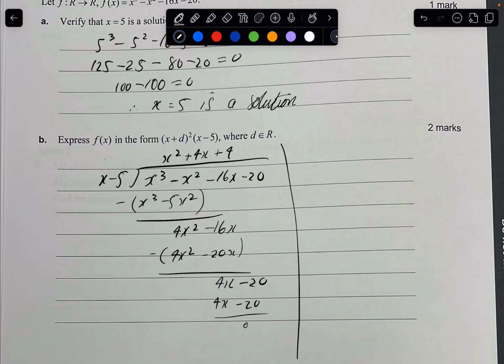Therefore, you can say that it's x minus 5, x squared plus 4x plus 4. And so f of x is equal to x minus 5 and then x plus 2 squared.